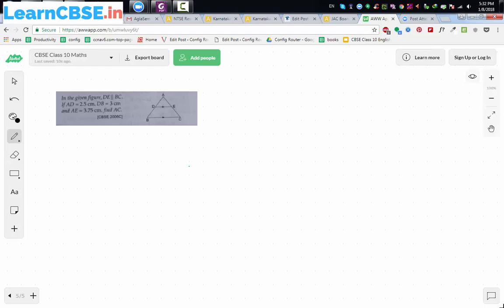So I know AD, I know DB, I know AE, and I need to figure out AC. I can simply get EC. If I can get EC, I can add that to AE to get the entire length of AC, because I already know part of AC, that is AE, 3.75 centimeter. I just need EC to get the entire length of AC. So let's see how I can use the Thales theorem to solve it.